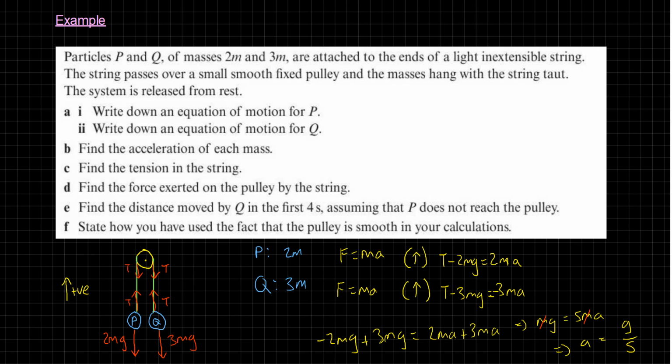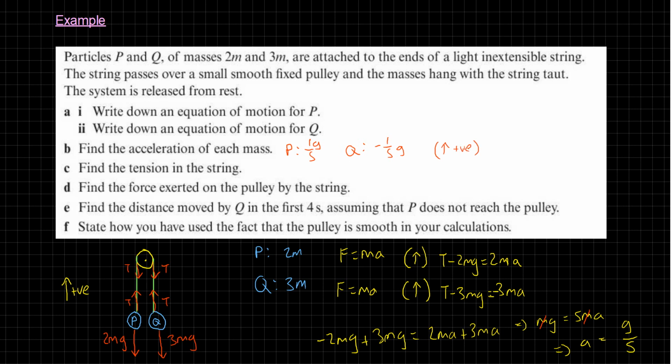We've got that P's acceleration was A, and Q's acceleration is minus A, which we implicitly used here. So therefore, we should write this properly. The acceleration of each mass, P, it's 1/5 g, and for Q, it's minus 1/5 g, taking up as positive. Okay, just to be clear there.